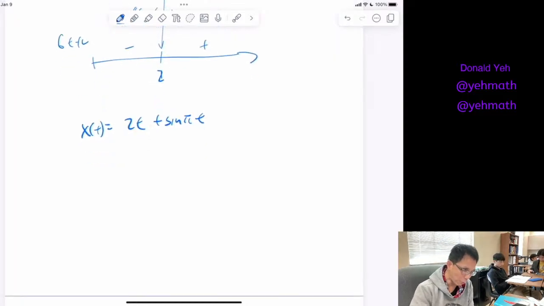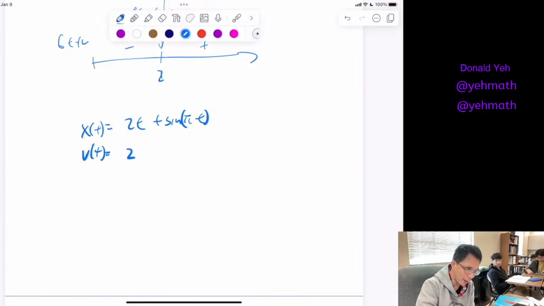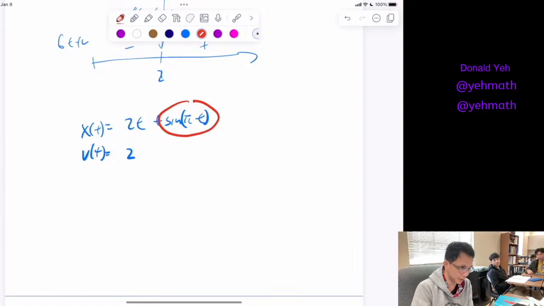Now, if I were to take a derivative, that would be v of t, right? So that's 2. Now remember, there is an argument here. A lot of people got confused with the argument. I'm going to circle them. If you have any question, chain rule. That's the outside derivative. This is the inside derivative. Guess what? It's going to be cosine of pi t.